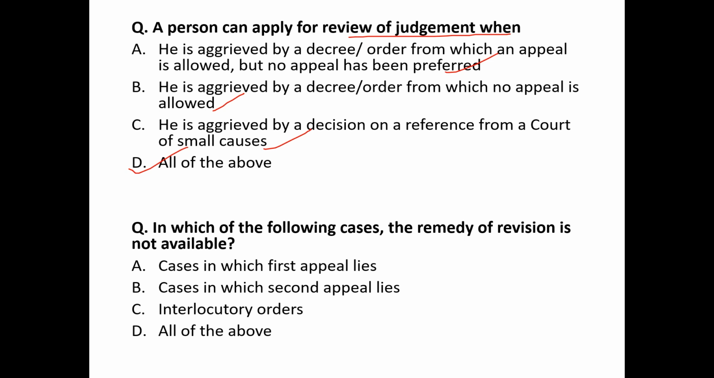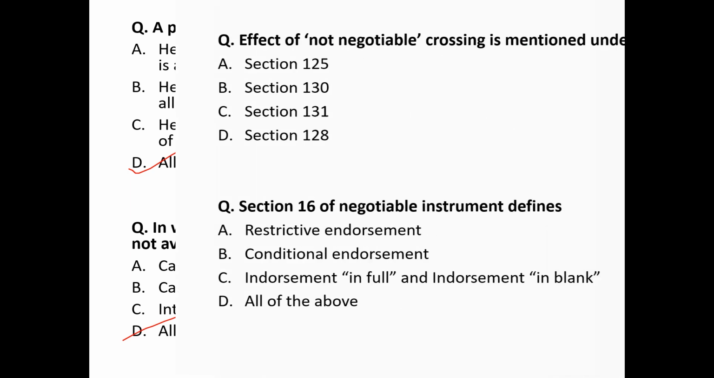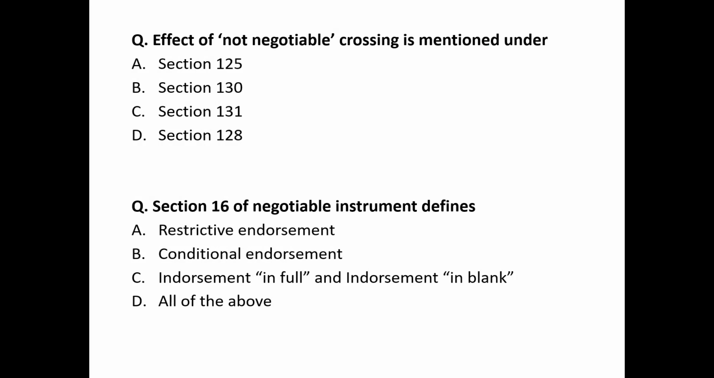Next question. In which of the following cases is the remedy of revision not available? Cases in which first appeal lies, correct. Cases in which second appeal lies, correct. Interlocutory orders, correct. So the answer will be option D, all of the above. Next question. The effect of non-negotiable crossing is mentioned under section 130, option B.